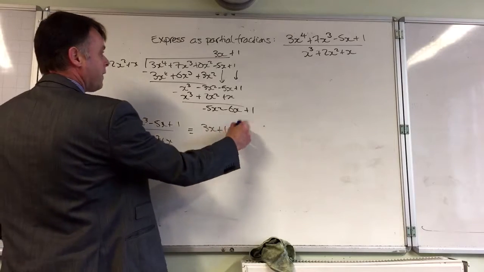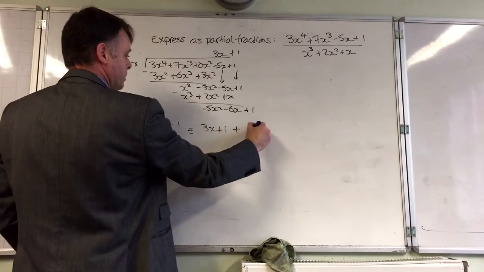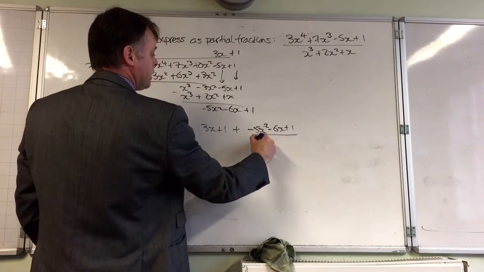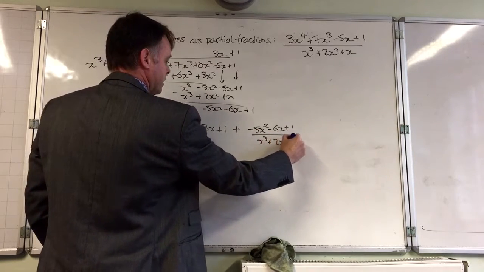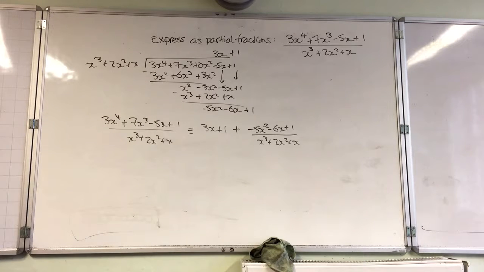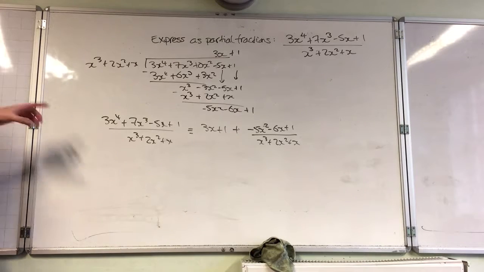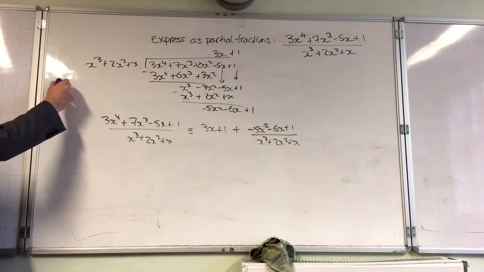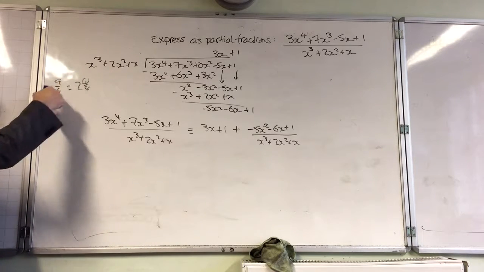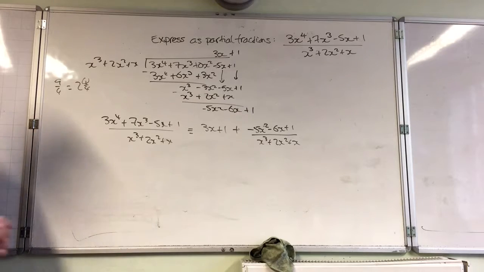So 3x plus 1 is my whole thing. My remainder is this thing here: minus 5x squared minus 6x plus 1 over x cubed plus 2x squared plus x. Do you need to put the whole thing over x cubed plus 2x squared plus x? You need to, because it's a bit like, remember we did 9 over 4 was 2 1/4. 4 goes into 9 2 times, and the remainder of 1 needs to go over that 4 there.